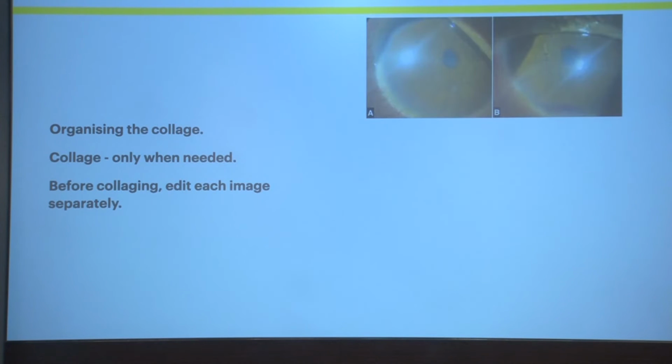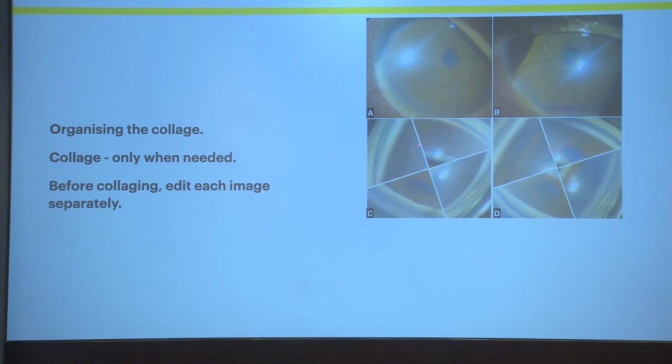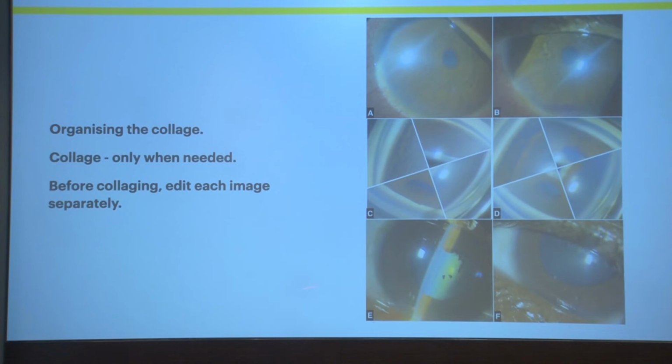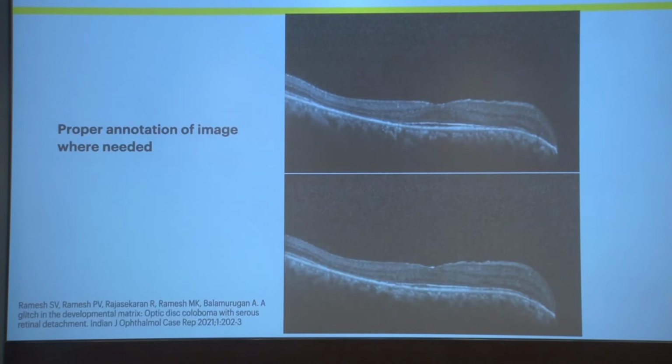So this is, for example, a story that we are telling. Which basically, you can see PI has been done in this case. So right eye, left eye, and there's hyphema. So post PI, we are doing a gonioscopy, which shows open angles, and then we are doing a dilated examination. So that's how you tell a story with the collage.